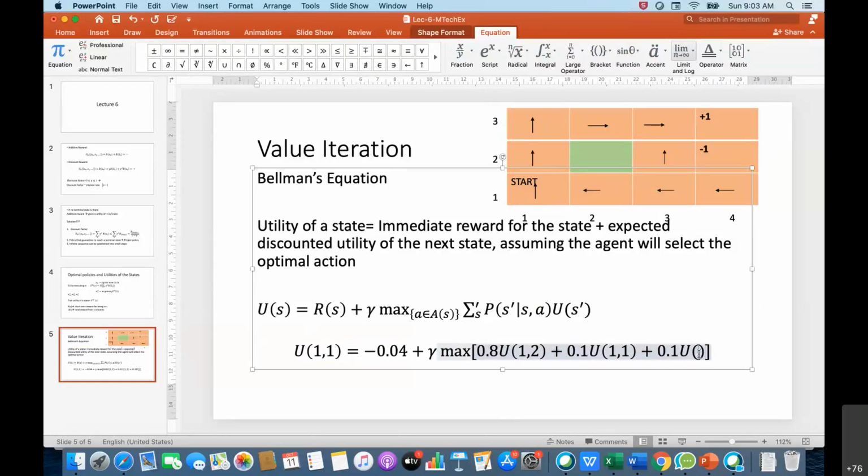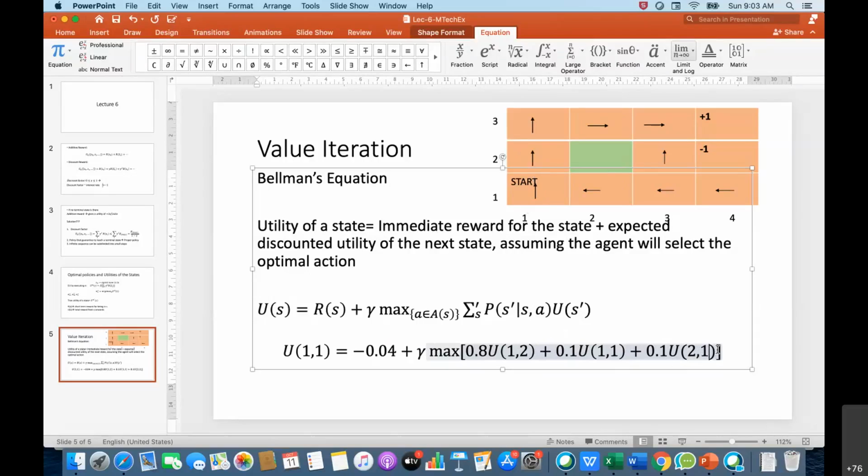I have already taken that fact into account. There is another block it can reach. To which block? It is 2 1. It is this block. With 0.1 probability, it can also reach this block. So this is one term if up is the intended action.